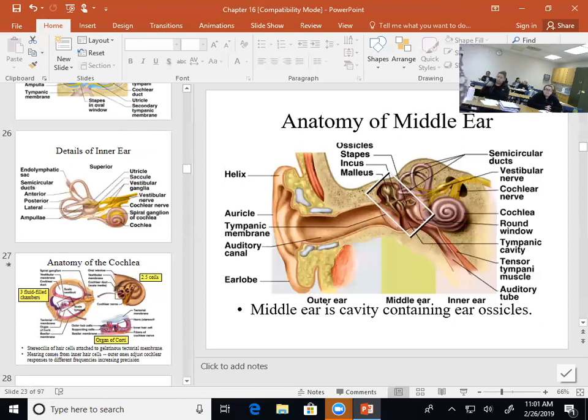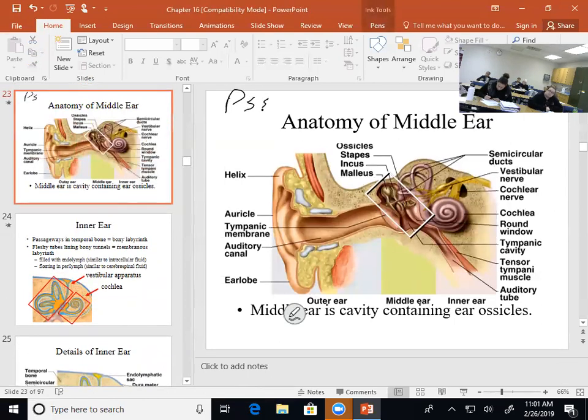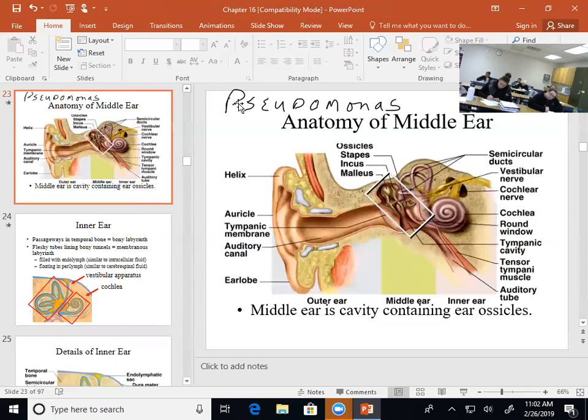Swimmer's ear is caused by a bacteria known as Pseudomonas aeruginosa. Have I given you that organism yet? No. Pseudomonas aeruginosa causes external otitis. Pseudomonas, that's a P. Pseudomonas is the genus name. The species name is aeruginosa.